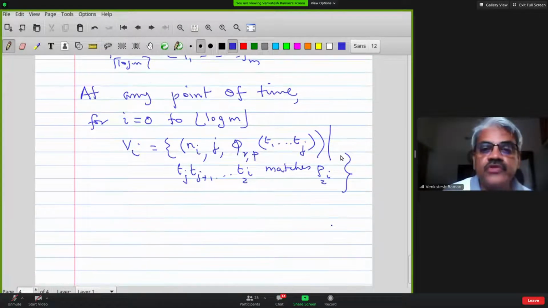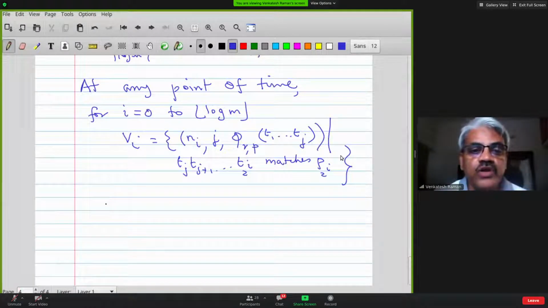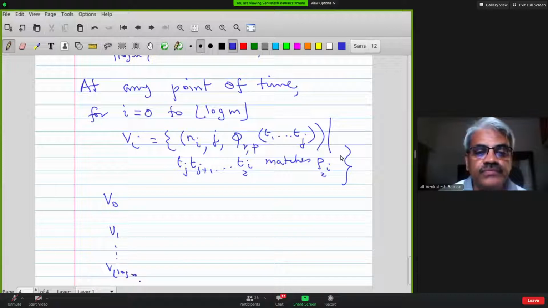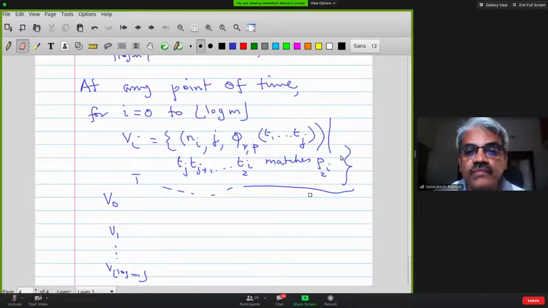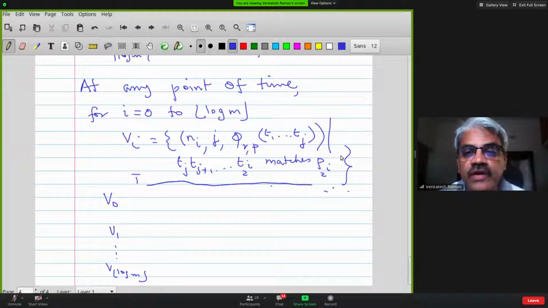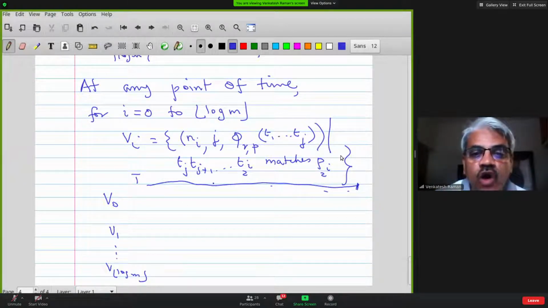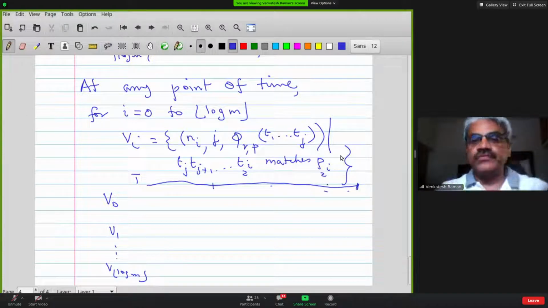So let me say this pictorially so it's easy to understand. There is V0, there is V1, V log m, and here is my running text. So here is a text which is coming. V0 is going to have all positions of the text, that's the J, which match with P0, P1, the first character of it. These are all the positions J where it matches with P1.